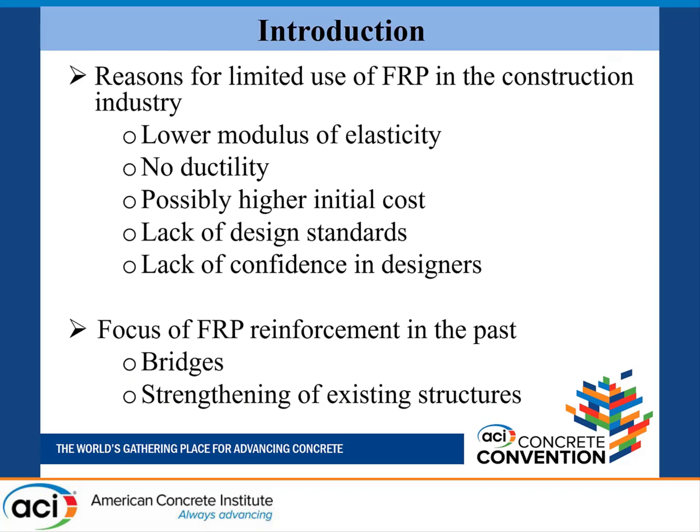So what are the reasons that this is the first building that we are designing and not before? No one designed a building with GFRP. So I hope you have been listening in this ACI convention that GFRP has a lower modulus of elasticity. It has low ductility. And possibly because of these reasons, you end up with higher initial costs and lack of design guides. And these factors actually lead to a lack of confidence in the designers. And that's why I find its use limited in the past. And in the past, FRP was only utilized in transportation engineering or strengthening of existing structures.